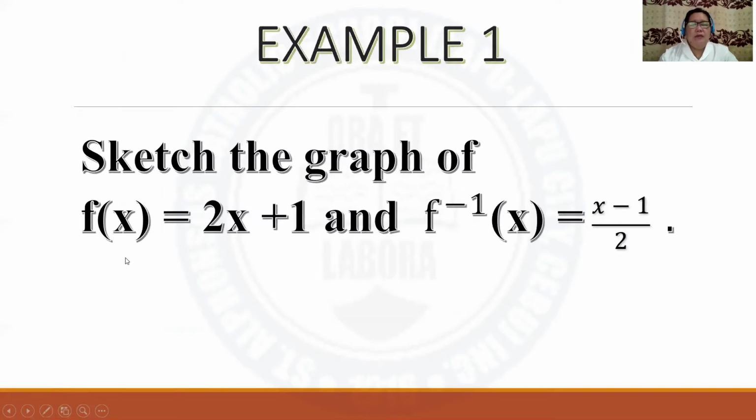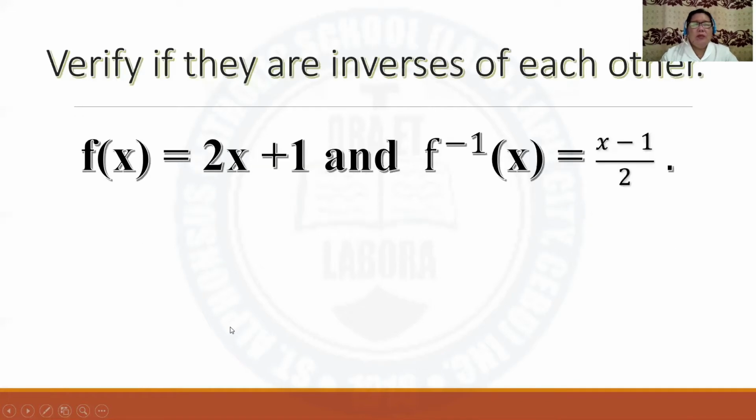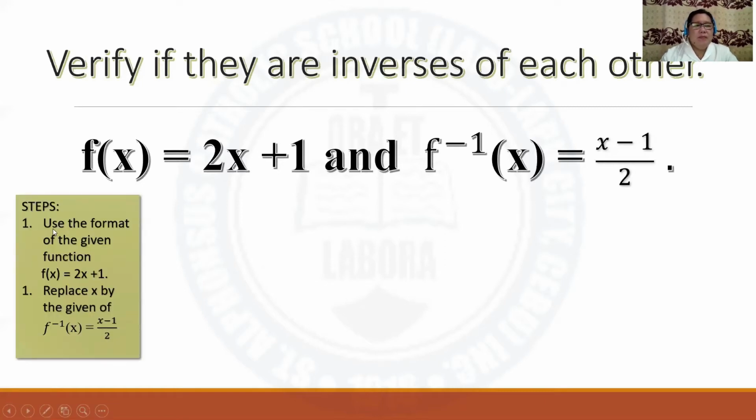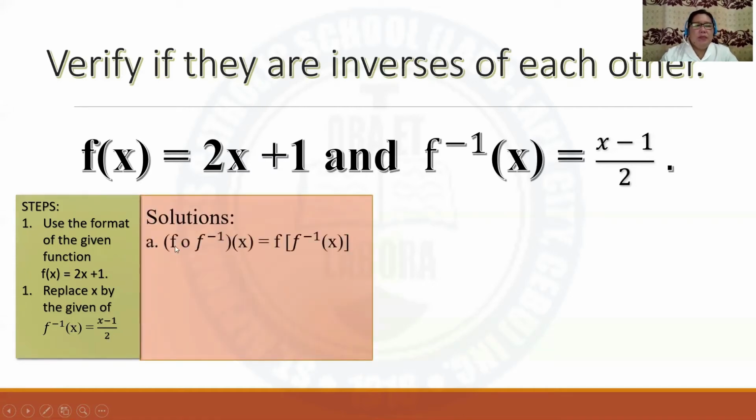Sketch the graph of f(x) = 2x + 1 and f^-1(x) = (x - 1)/2. First, you have to verify if they are inverses of each other by applying composition of functions. So, these are the steps: use the format of the given function and replace x by the given of the second function. So, the solution, we have f circle f^-1 of x is equal to f of f^-1 of x.